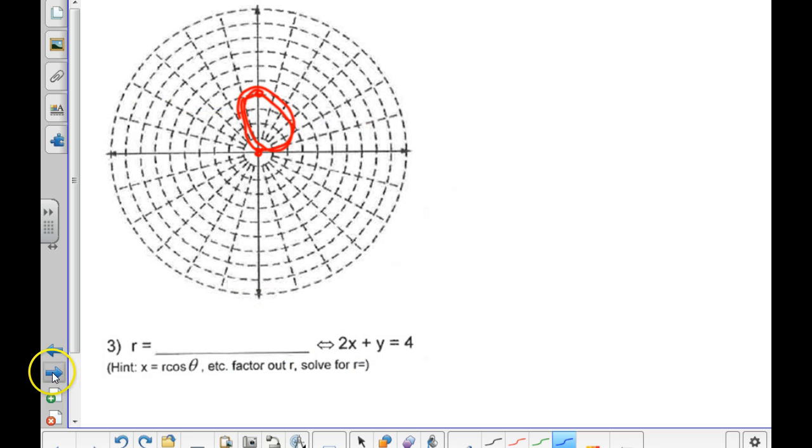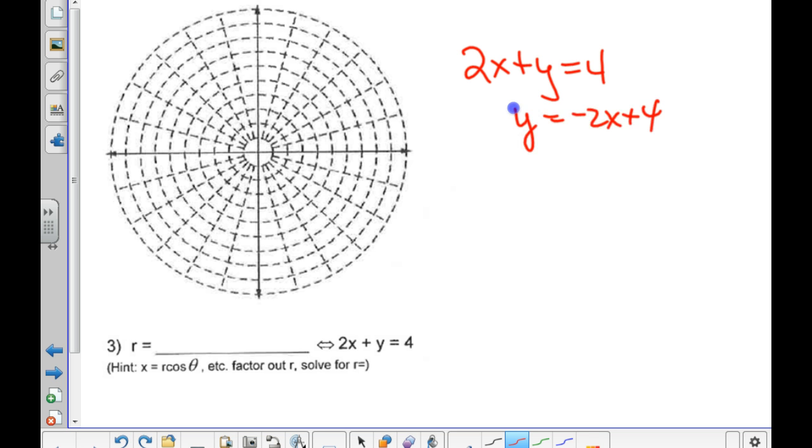Okay, problem number 3. If I told you to graph 2x plus y equals 4 on plain rectangular coordinate graph paper, what would you do? Negative 2x plus 4. So it would be up at positive 4, and it would cross over here, going down 2 and over 1, down 2 and over 1. That's the worst straight line ever, but you get the idea.